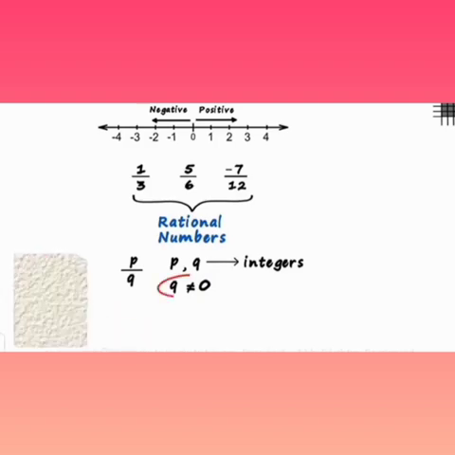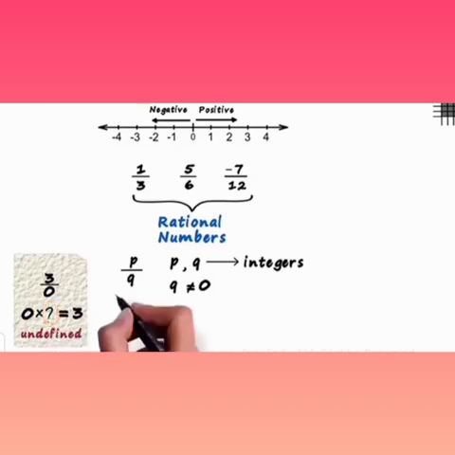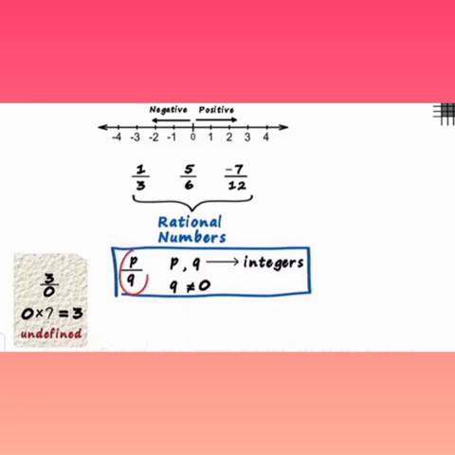Why do we have the second condition? Say I ask you to calculate 3 divided by 0. What would be the quotient? 0 multiplied by what will give you 3? There is no such number. This value is undefined. So this is the basic definition of rational numbers. It is a number of the form p by q, where p and q are integers and q is not equal to 0.